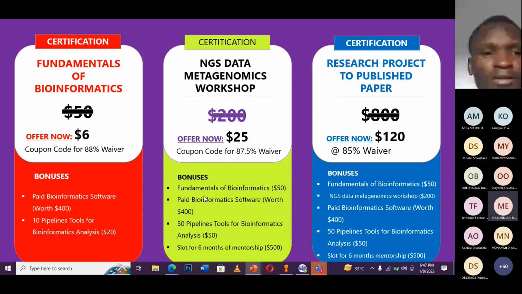So we are going to take you through the practical applications from data analysis down to taxonomic classification, down to AMR analysis, down to visualizations of results for the research that you want to do.